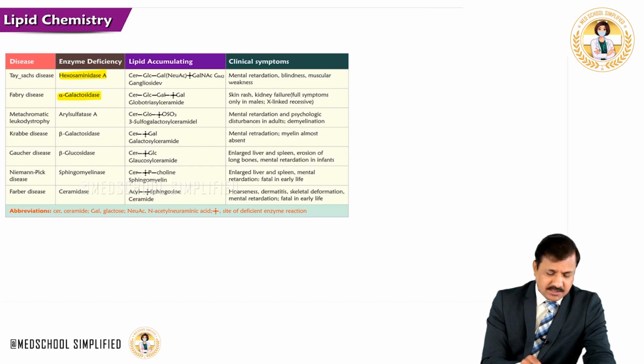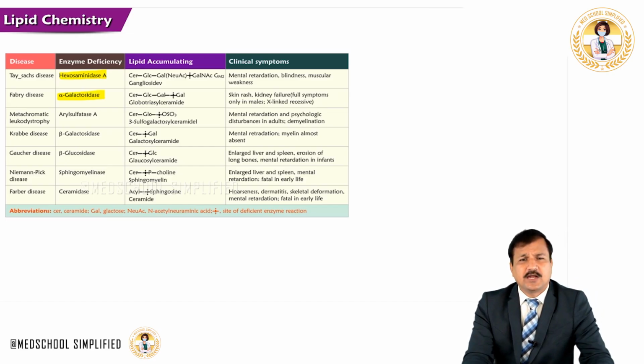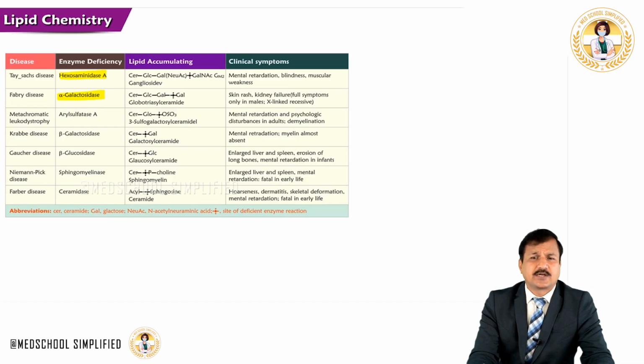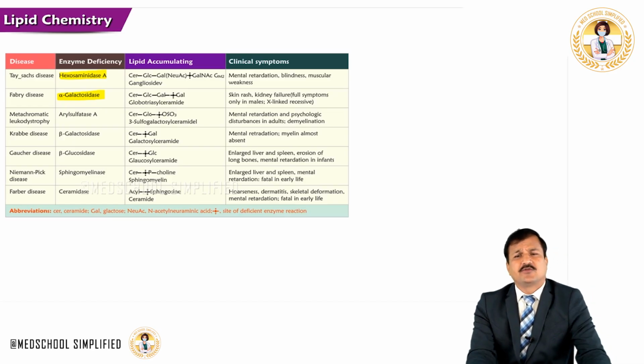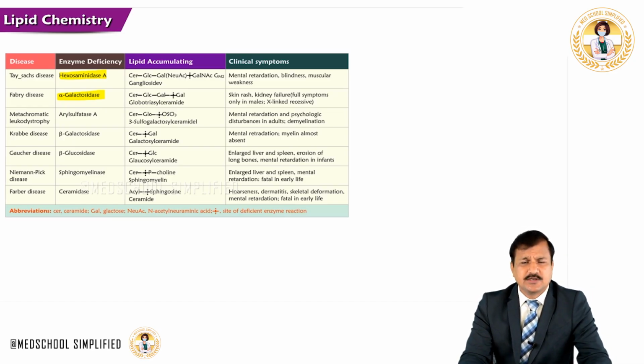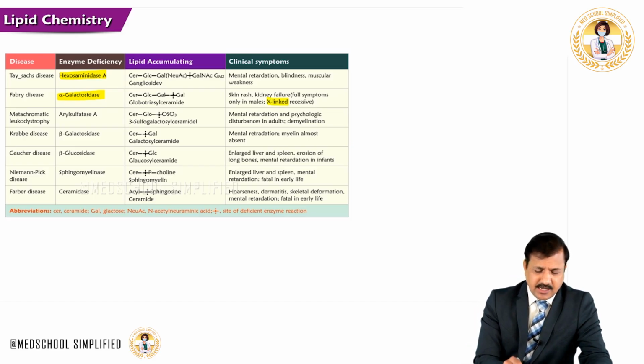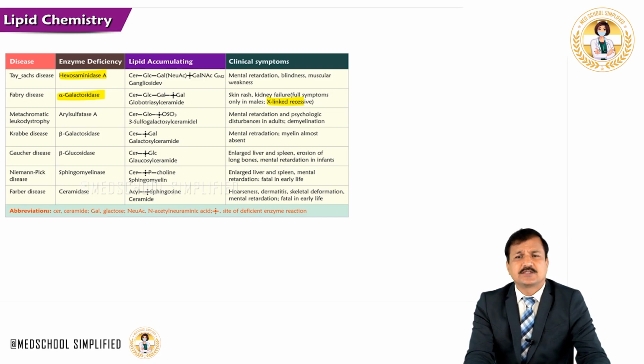Fabry disease is because of deficiency of alpha-galactosidase enzyme, so that leads to accumulation of globotriaosylceramide, which is also referred to as ceramide trihexoside. This is the only X-linked recessive condition in sphingolipidosis, so that helps in the diagnosis process, at least in the case stem or in the question.